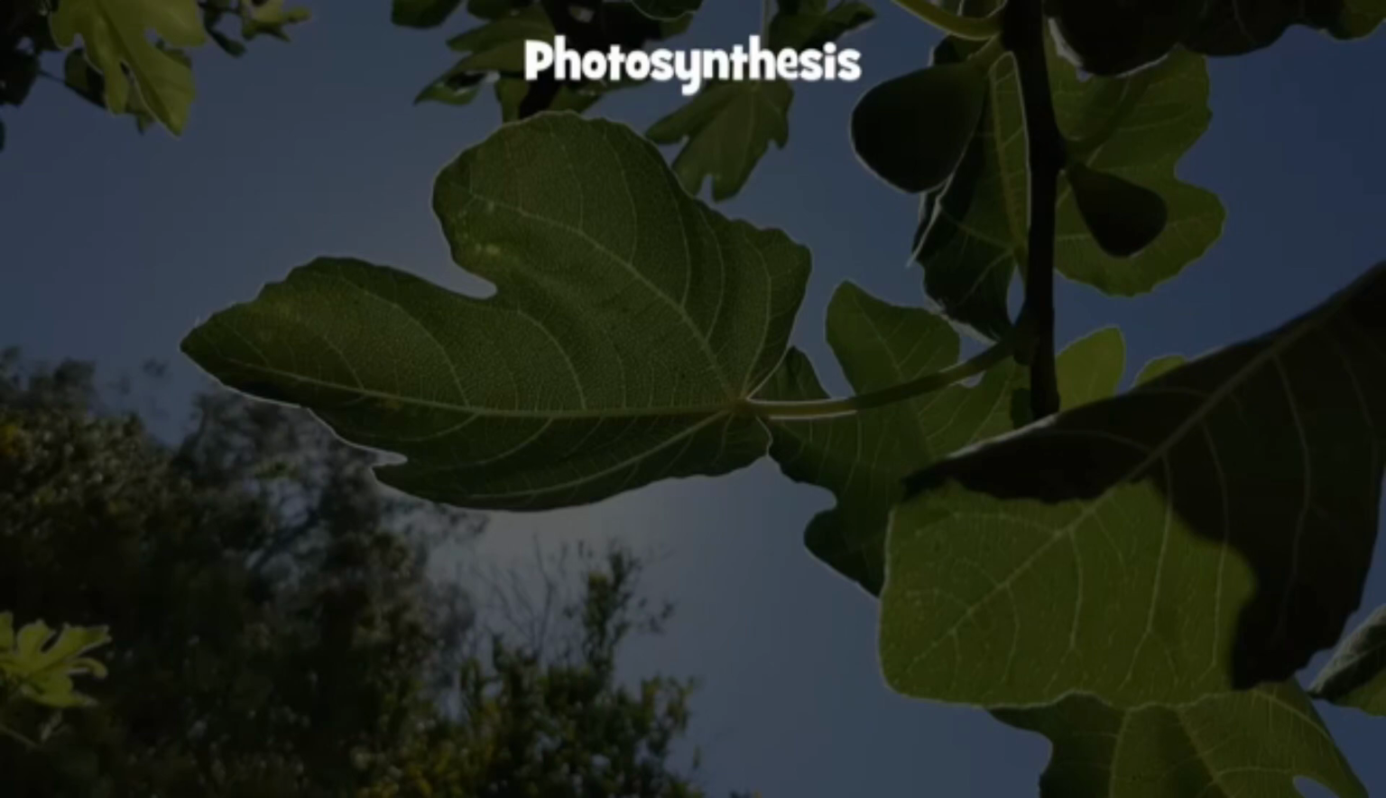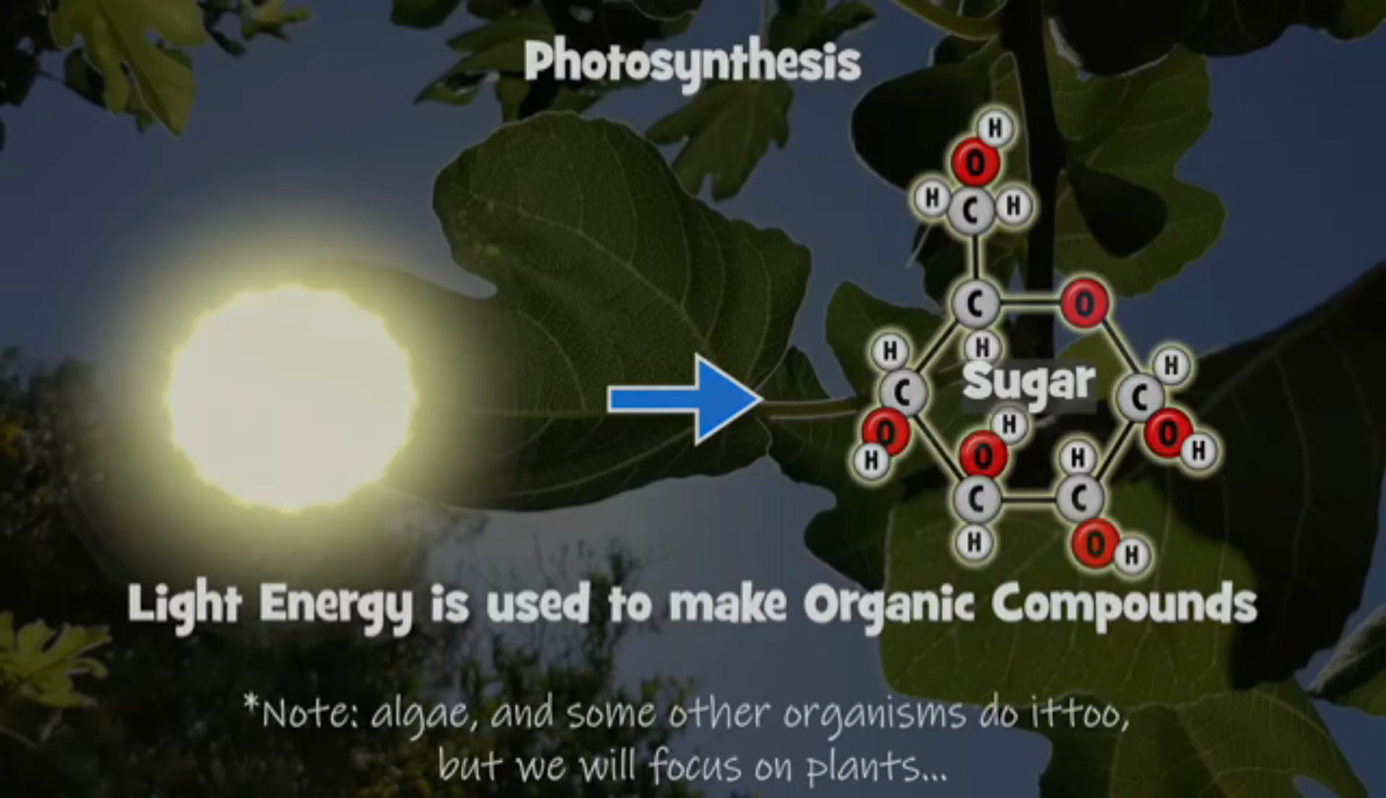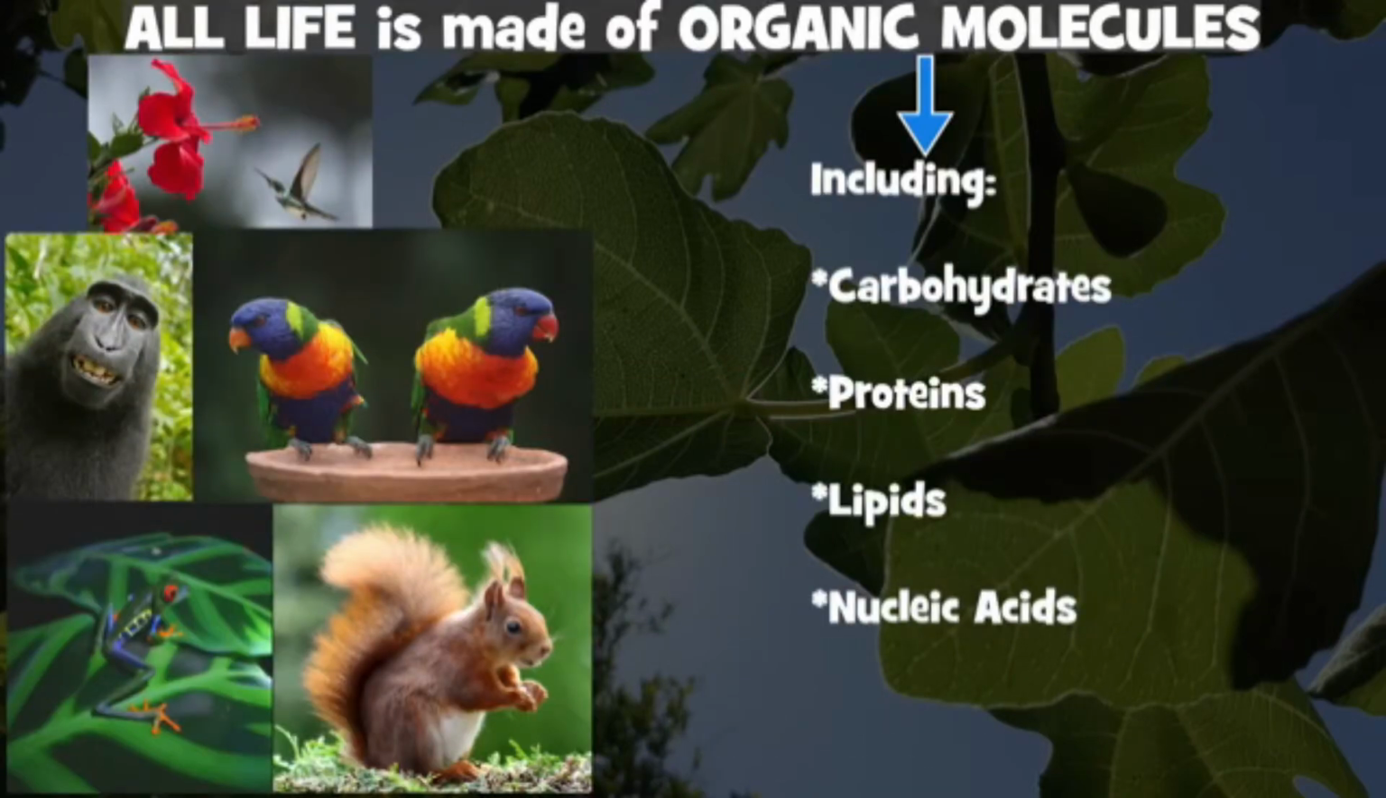In photosynthesis, light is used to make organic compounds, especially sugars, in plants. This is extremely important for virtually all life on Earth because these organic compounds are what we and our food are all made of. So, how does this process work?